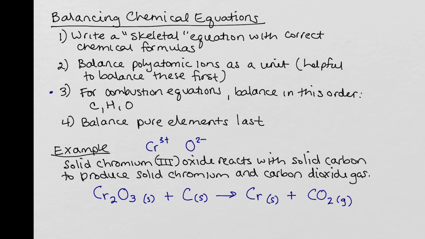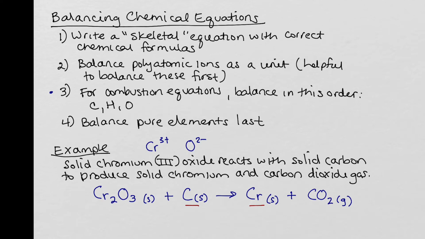And the last thing is balance pure elements last. So that means things like chromium and carbon in this equation. I want to balance those last because if I put a coefficient in front of them, I'm not going to change anything else except that one element. So those things I'm going to balance last.